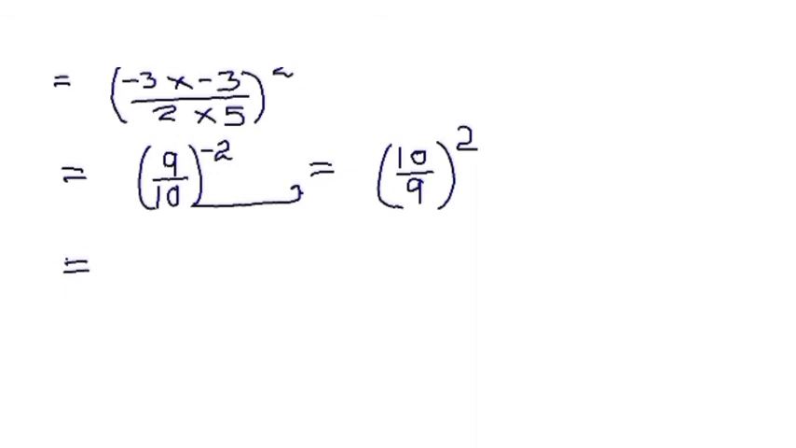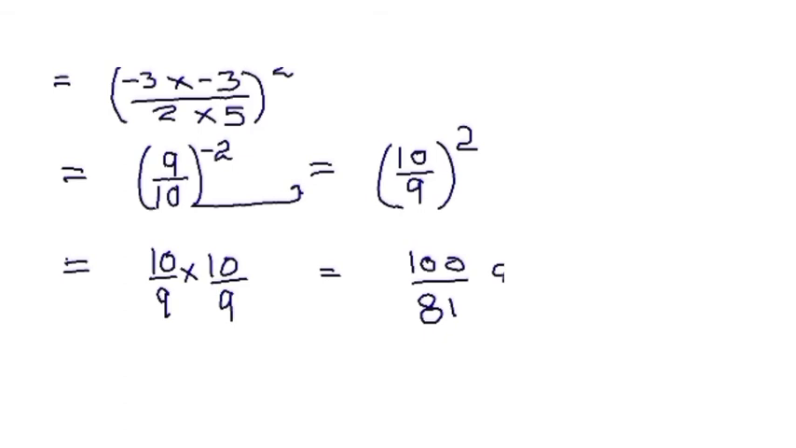As power is negative, we can make it positive. How? Write the reciprocal of the base. Reciprocal of 9 upon 10 will be 10 upon 9, and now its power will be positive. It means 2. So here we have 10 upon 9 raised to the power 2. It means 10 upon 9 will be multiplied by itself 2 times. So multiply it here. 10 upon 9 multiply 10 upon 9. 10 tens are 100, 9 nines are 81.